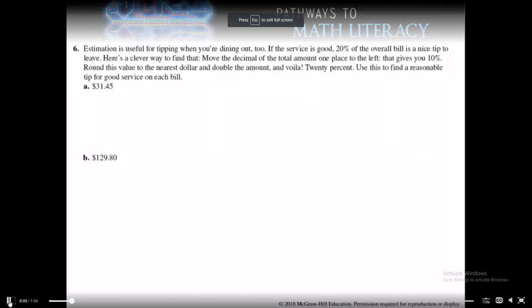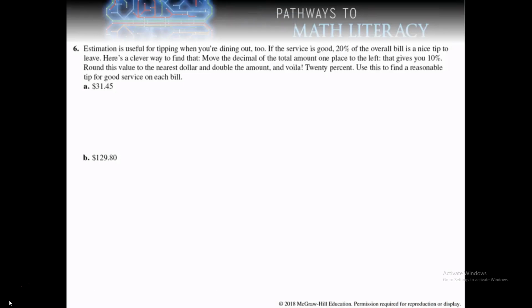Here we're looking at a quick way to estimate 20% for a tip at a restaurant. In part A, we've got $31.45. So the method is to first get 10% by moving the decimal point 1 to the left. So that would give us 3.145. Then it says to round that to the nearest dollar. So that's going to round to $3. That would be 10%. So for 20, we need to double that. So 2 times $3 gives us a tip of $6.